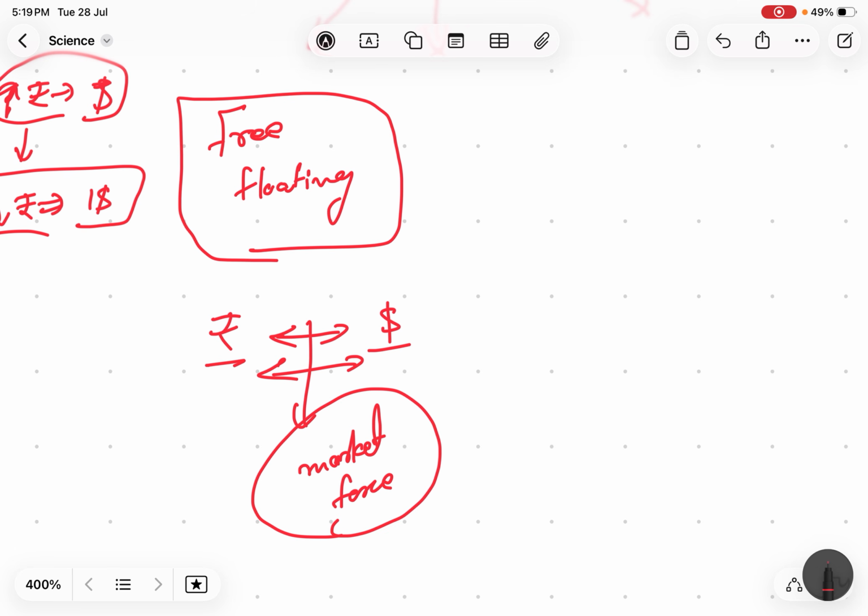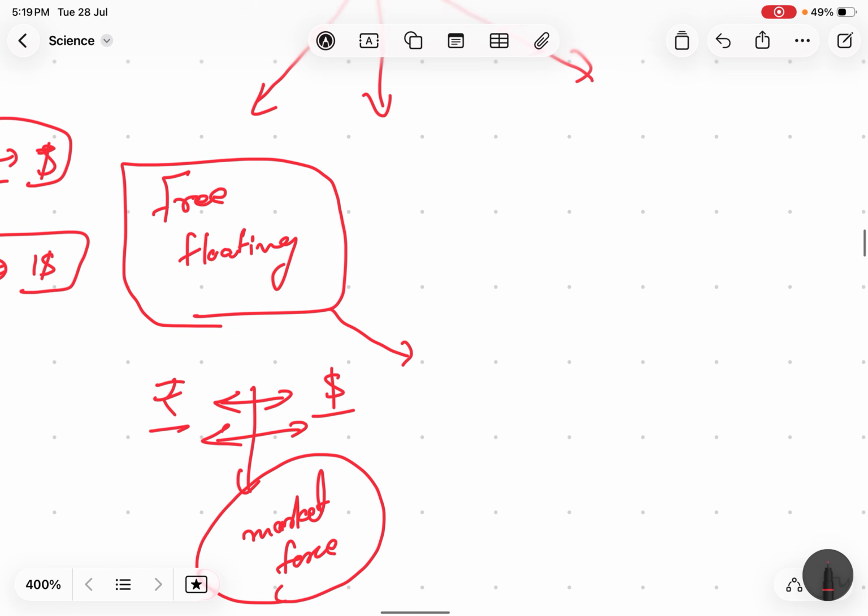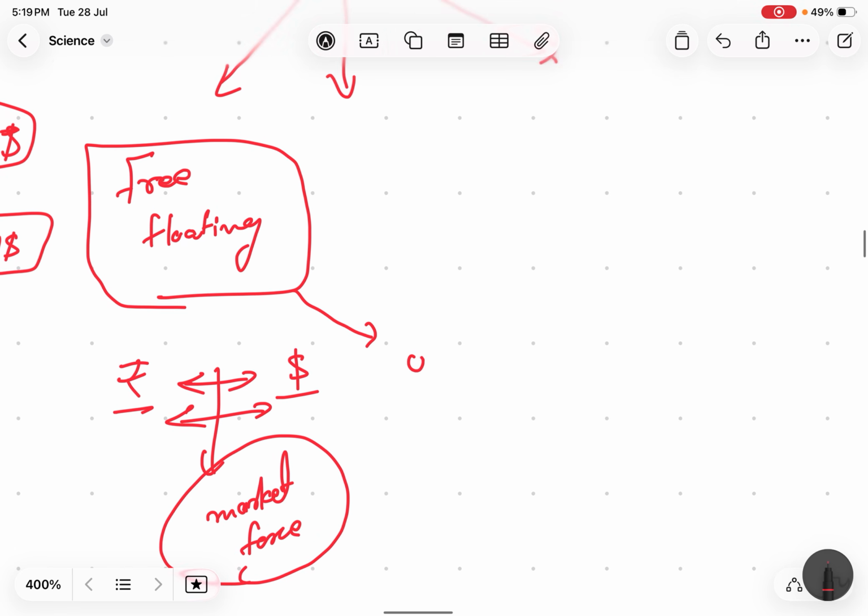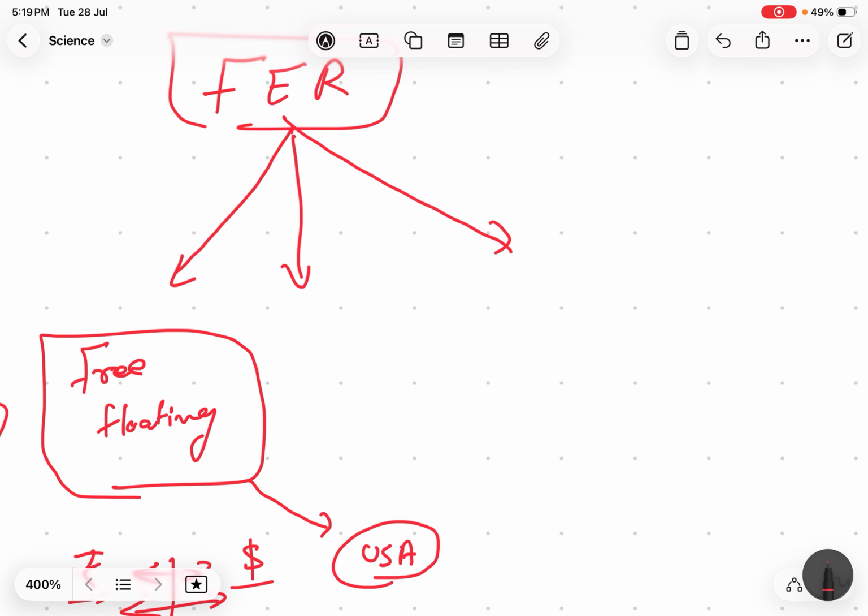If we talk about a free floating currency or free floating exchange rate, which country follows that? That is the USA, most prominently, the most liberal country of the Western sphere. And then we talk about the fixed exchange rate.